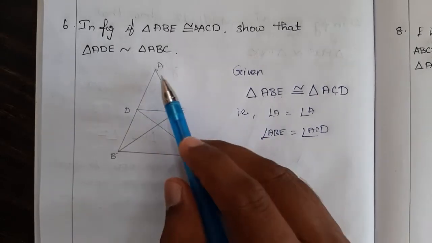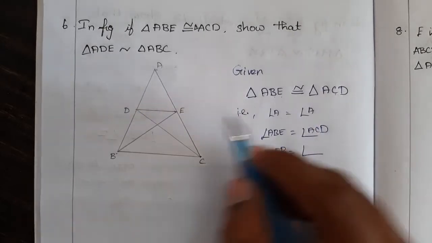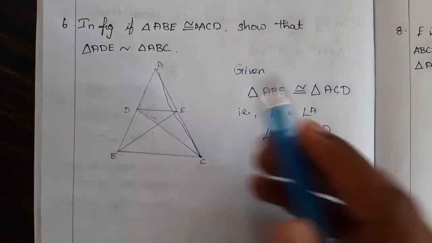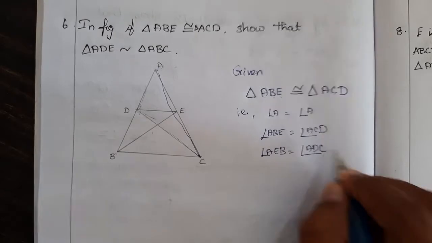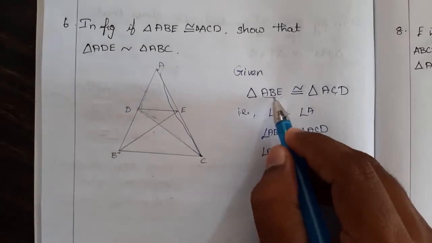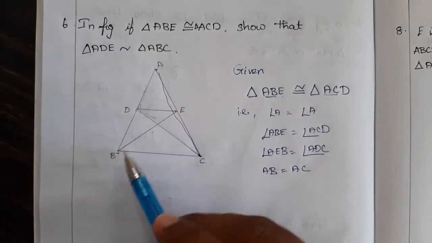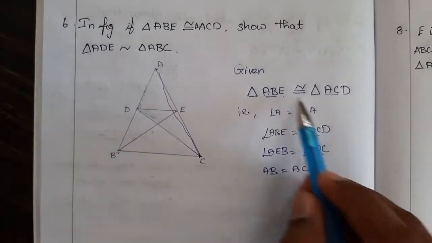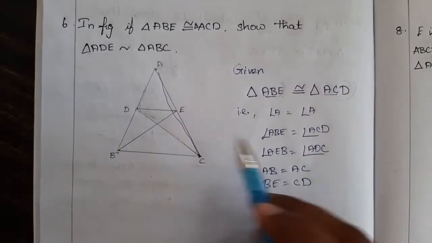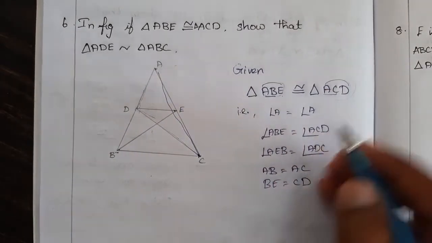And the angle E means here also three angles are there. We have to be very careful on which they are saying. Angle AEB is equal to the same for the D, because the triangle is ACD. So angle ADC. So these are equal, and the sides are equal. AB will be equal to AC. And the next side, BE is equal to CD. And the final one, AE is equal to AD.